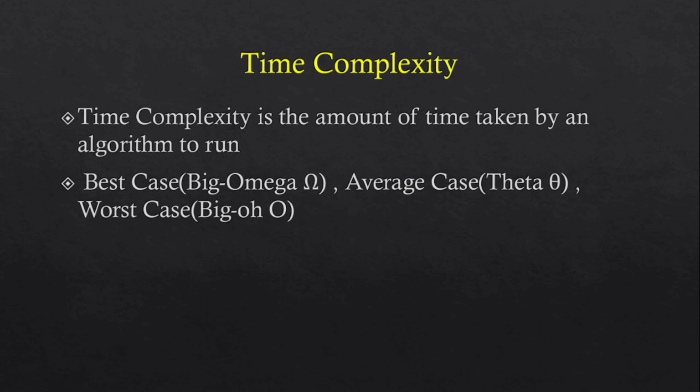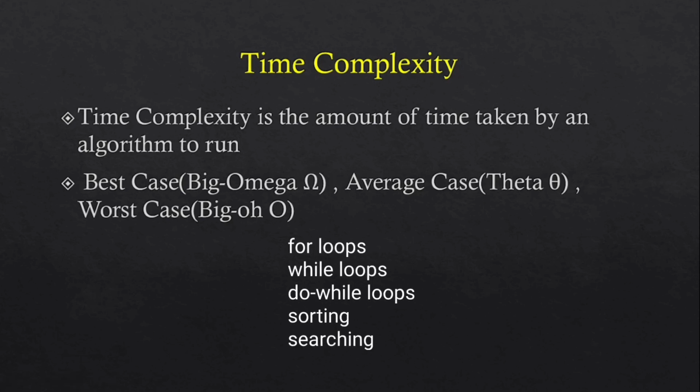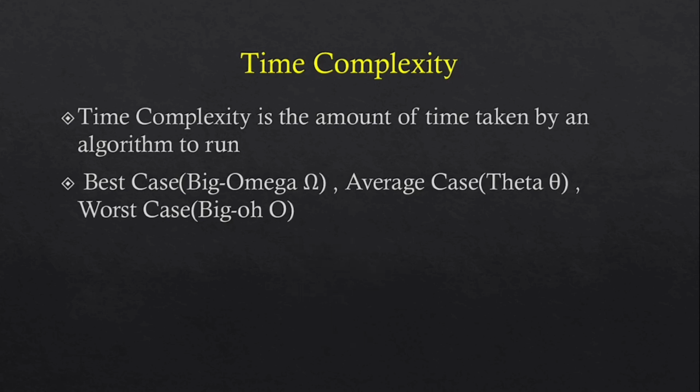Means when you write some code, you use for loops, while loops, do while loops, sorting techniques, right? So obviously it will take some time to run, right? So time complexity does the same thing, it just calculates that time. Okay, I think it's clear.